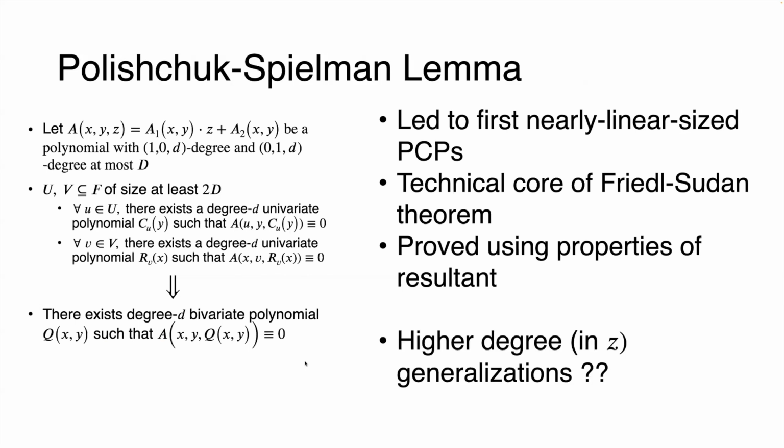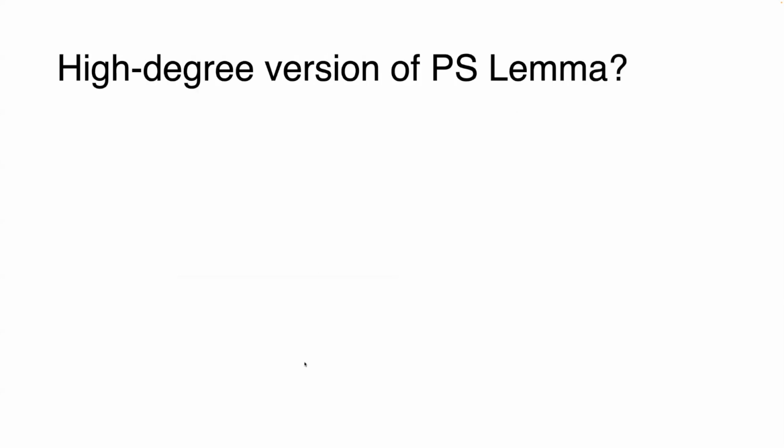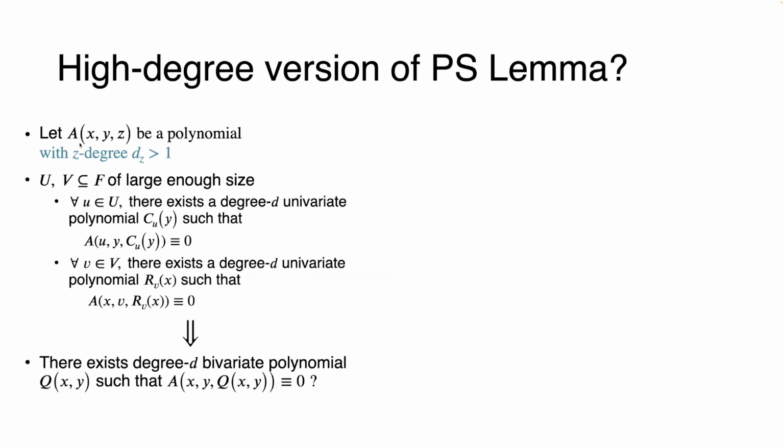And it's natural to ask, can we generalize the statement of the Polishchuk-Spielman lemma for higher degrees in z? Okay, so here's a version of the Polishchuk-Spielman lemma of higher degree that we might want, which is that we now have a polynomial A of x comma y comma z with some degree guarantees, but now the degree in the z variable could be potentially larger than 1. Does that mean that the existence of many restrictions where you see a root of the form z minus q of x comma y, does that mean that there must actually be a global root?